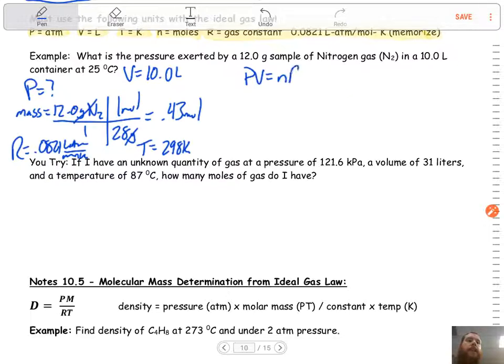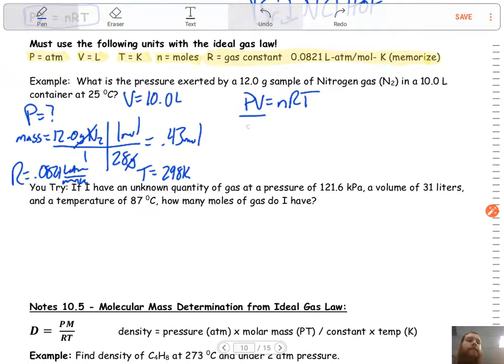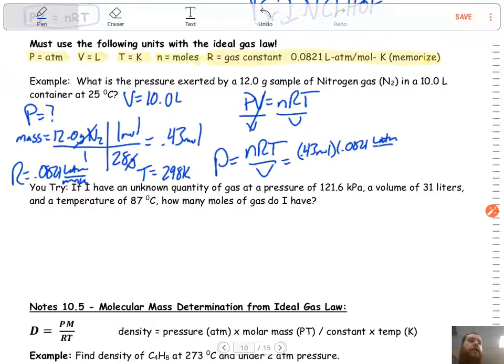PV equals nRT. I've got to get P by itself, so I'm going to divide by V. So P equals nRT divided by V. My n is going to be 0.43 moles. My R is 0.0821 L·atm, liters times atmospheres, divided by mol·K, moles times Kelvin. I know it's hard for me to write that so small. 298 Kelvin, divided by my volume, which is 10.0 liters.